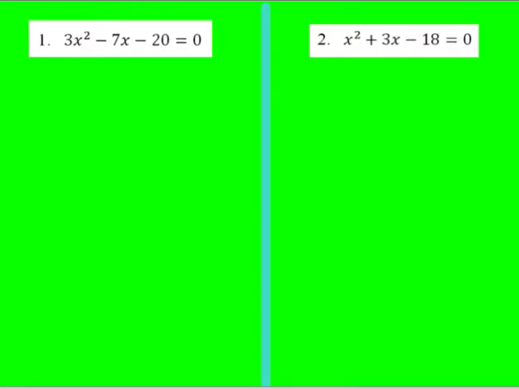So let's take a look at number 1. So let's assign our A, our B, and our C. Well, A is always with the squared term. So A is 3. B is always with the x term. And again, you're going to take the sign with, so that's going to be -7. And C is -20. So we have A, B, and C.